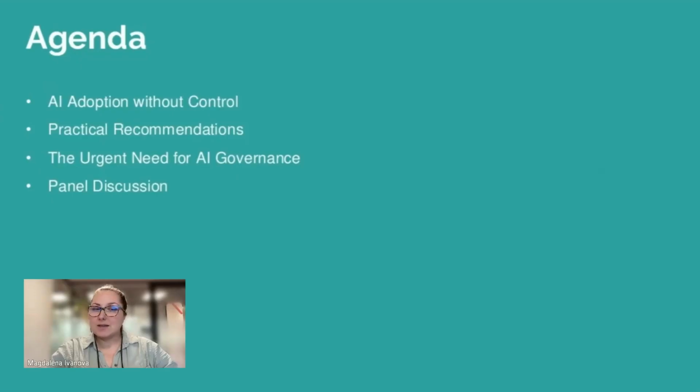But first, let's look at the agenda and what we are going to speak about today. We're going to deep dive into some use cases about AI adoption without control. Then our speaker is going to give practical recommendations on how to mitigate these AI risks. And of course, we're going to speak about the urgent need for AI governance in content management. At the end, as I mentioned, we are going to have a panel discussion with our speaker, and you can also ask us questions throughout the session, for which we will dedicate some time at the end.